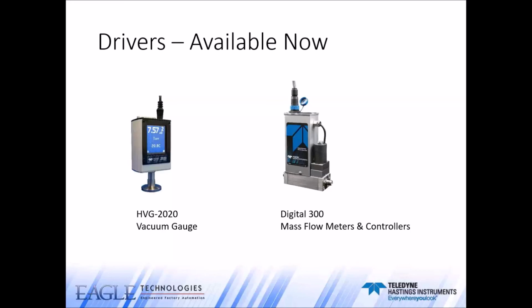Our HVG 2020 vacuum gauge, shown on the left, can also be configured with or without a touchscreen display. The A version of the HVG 2020 uses an accurate piezoresistive sensor to measure vacuum from 1 atmosphere down to below 1 torr. And the HVG 2020B features 2 sensors to provide the user with a broad range of accurate vacuum measurement from atmosphere to less than 1 millitorr.